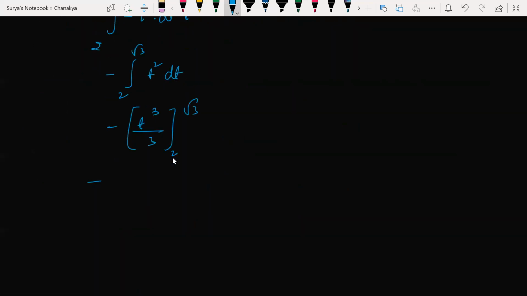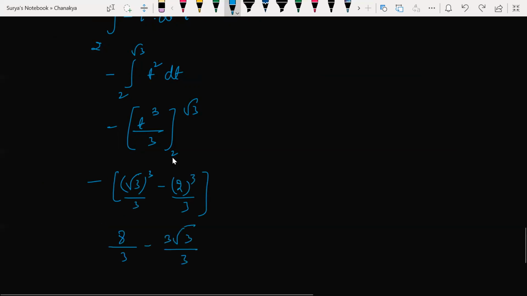So now what I'm doing? Applying the upper limit, 3 root 3 whole cube by 3, minus 2 cube divided by 3. Okay. So multiplying, minus 2 cube is 8. 8 by 3 minus 3 root 3 by 3.